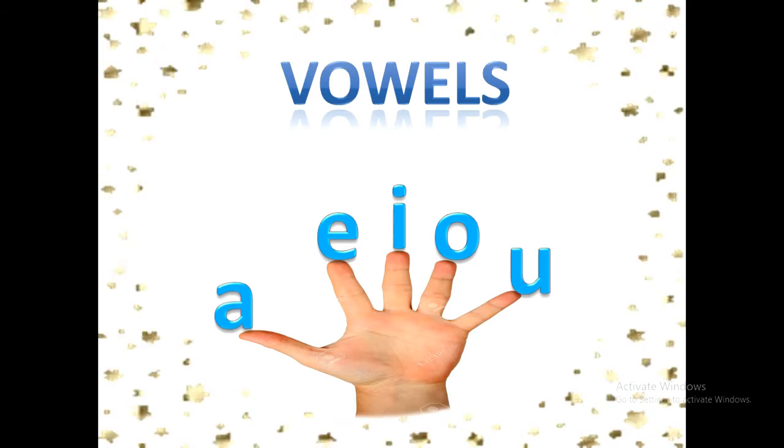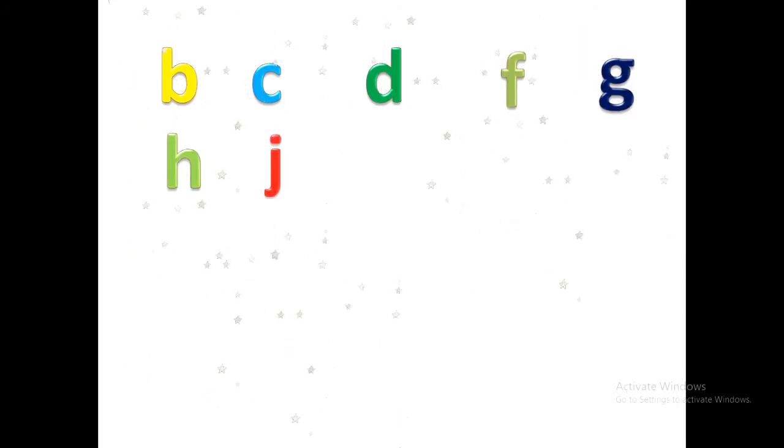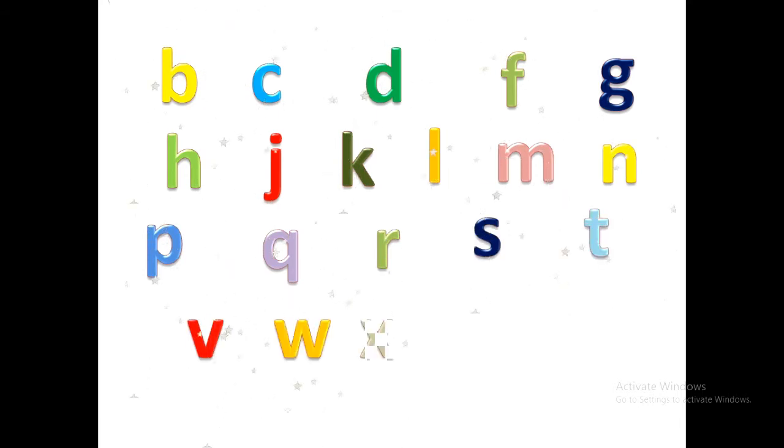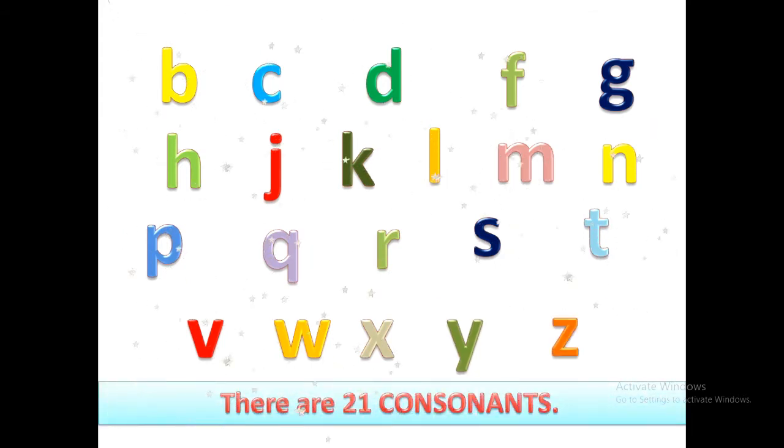Except vowels, other letters are called consonants. And they are B, C, D, F, G, H, J, K, L, M, N, P, Q, R, S, T, V, W, X, Y and Z. All these letters are consonants. So, there are 21 consonants.